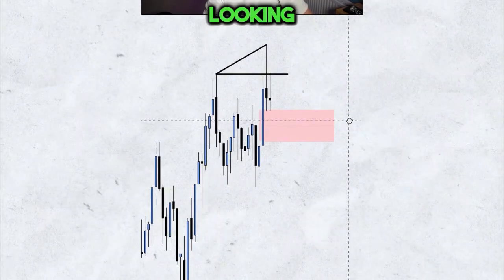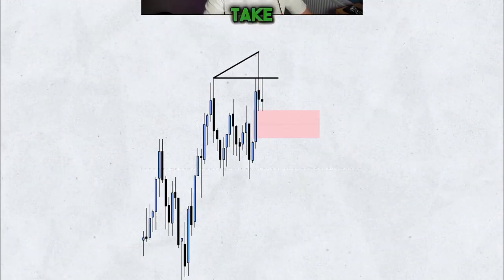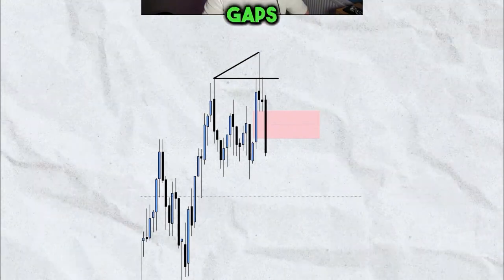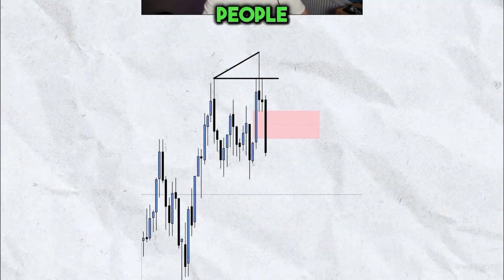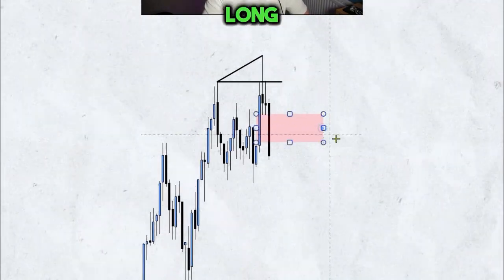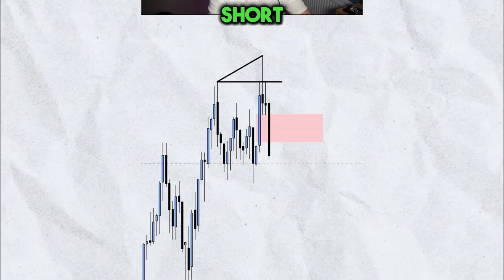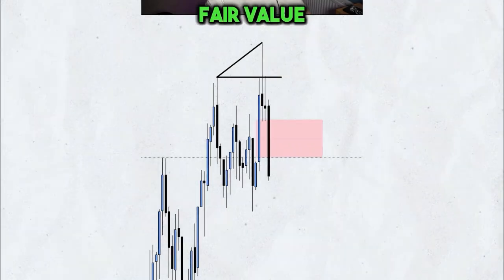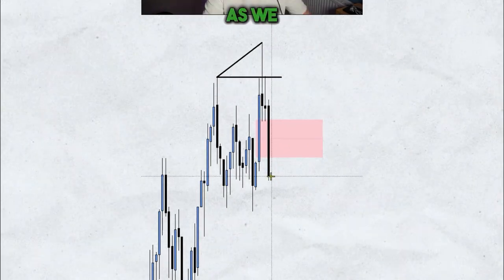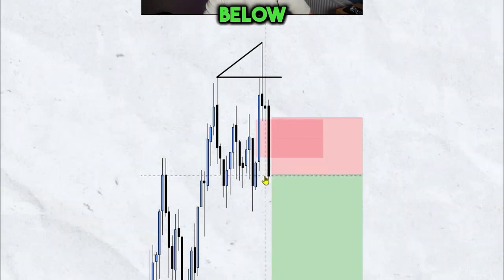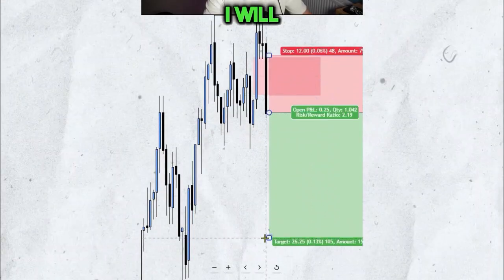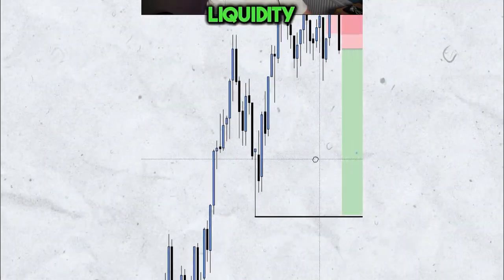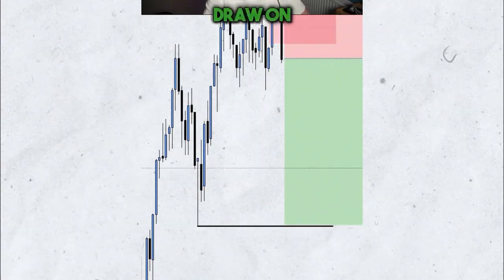Now, when I am looking for shorts in the market, I will never take shorts from bearish fair value gaps. What I will do is use fair value gaps a lot differently than how most people are used to using them. I will not long from bullish fair value gaps, I will short from bullish fair value gaps. And the way I do that is I simply wait for bullish fair value gaps to be disrespected. As we can see, we have a candle close below this bullish fair value gap, so I will enter into a short position targeting the swing low here, which is sell side liquidity, which is an extremely strong draw on liquidity.